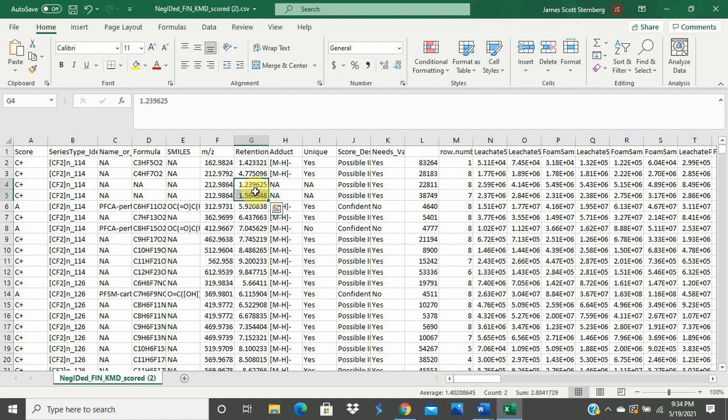The adduct column simply shows the adduct. Right now, we only have negative adducts in our library, but in new releases, various positive and negative adducts may be included.